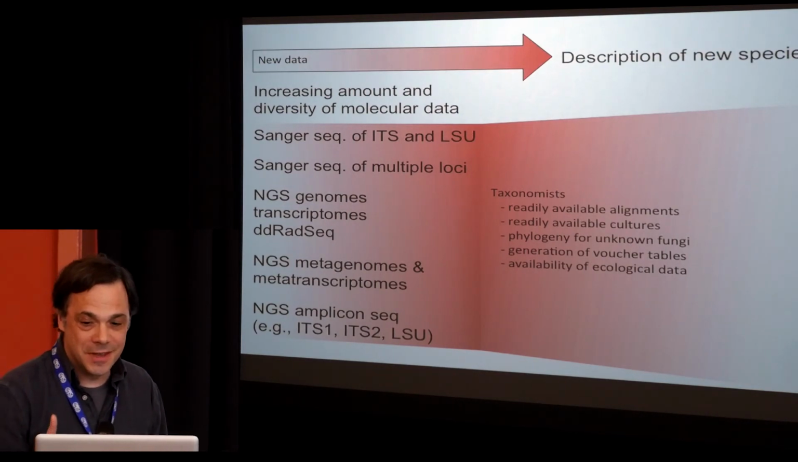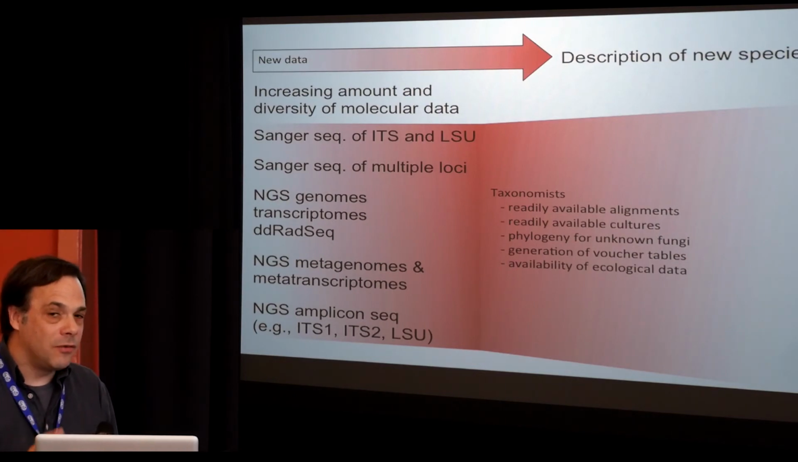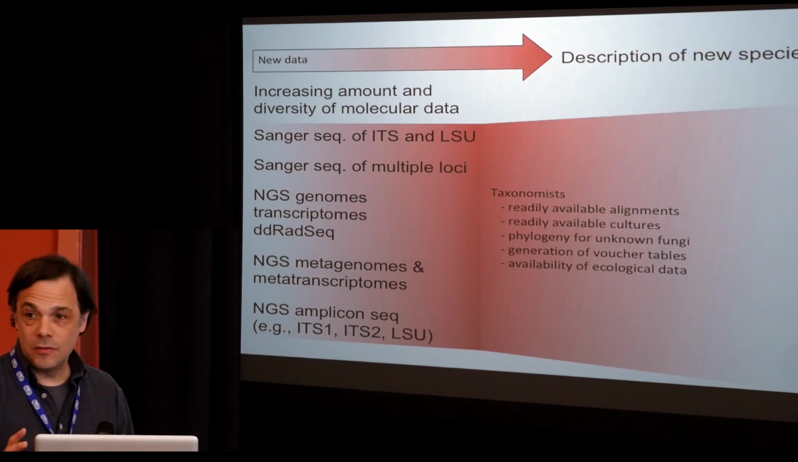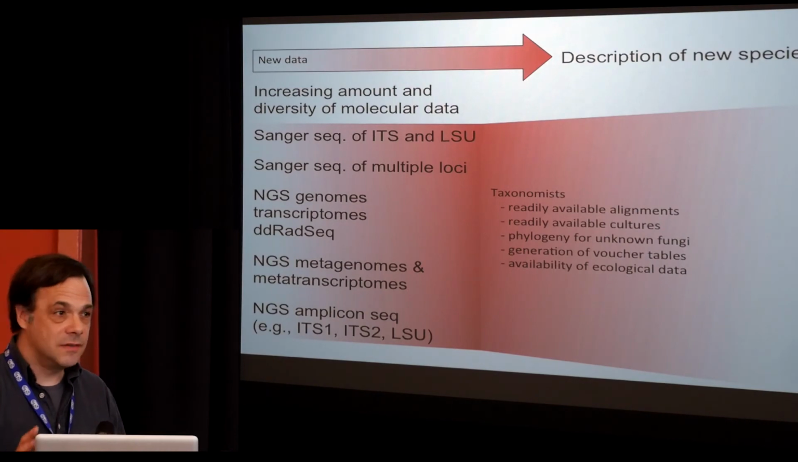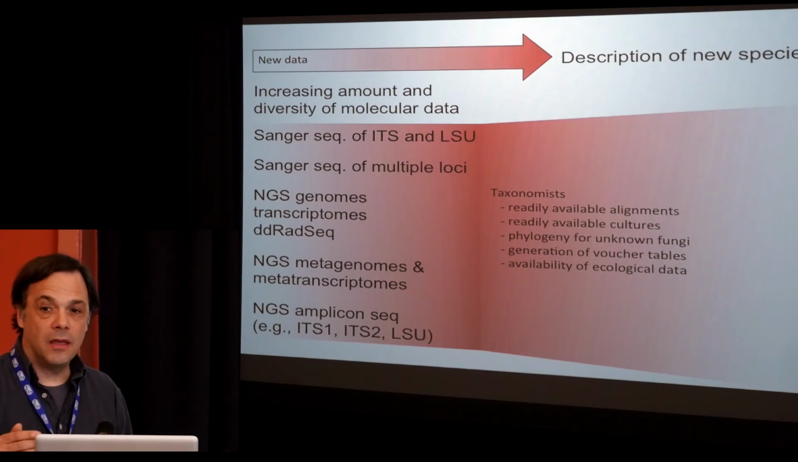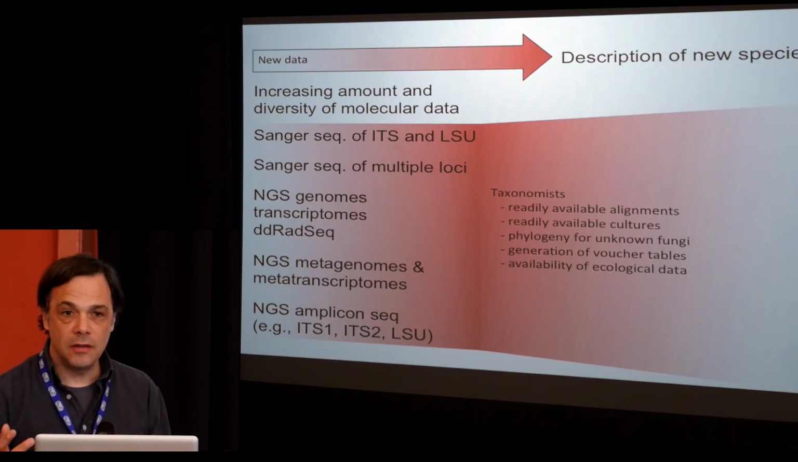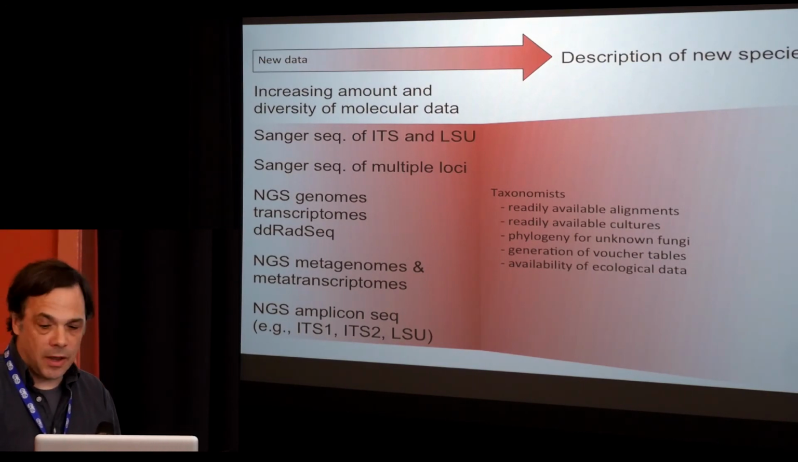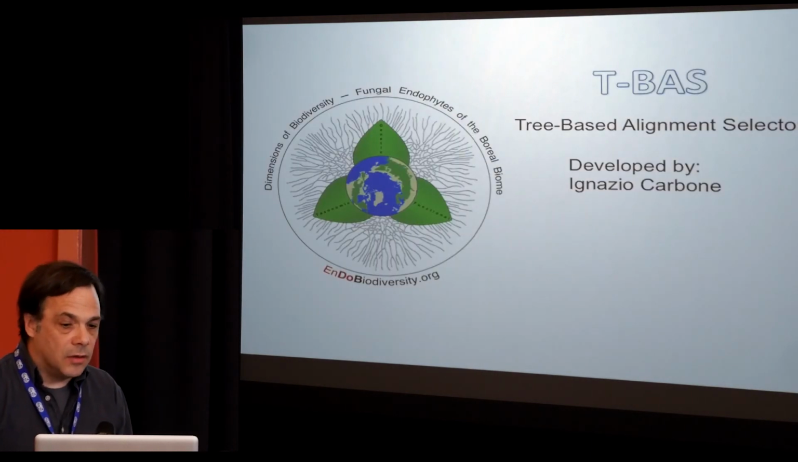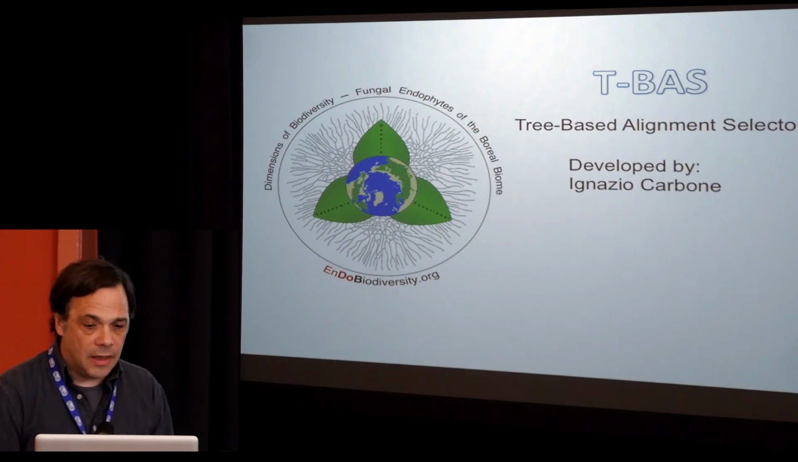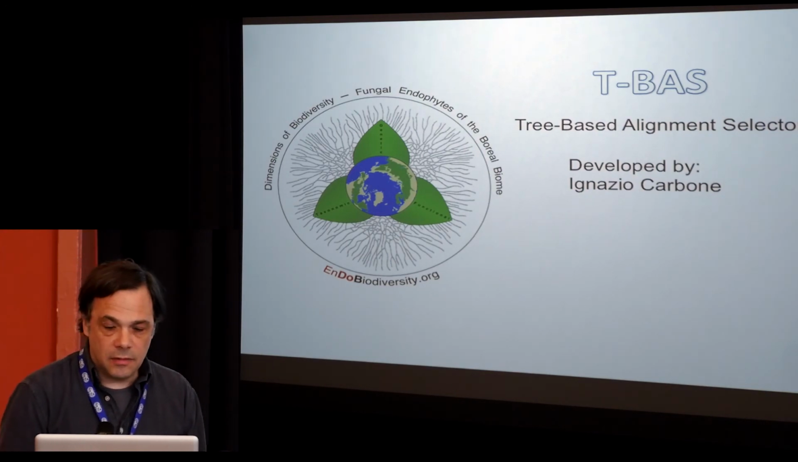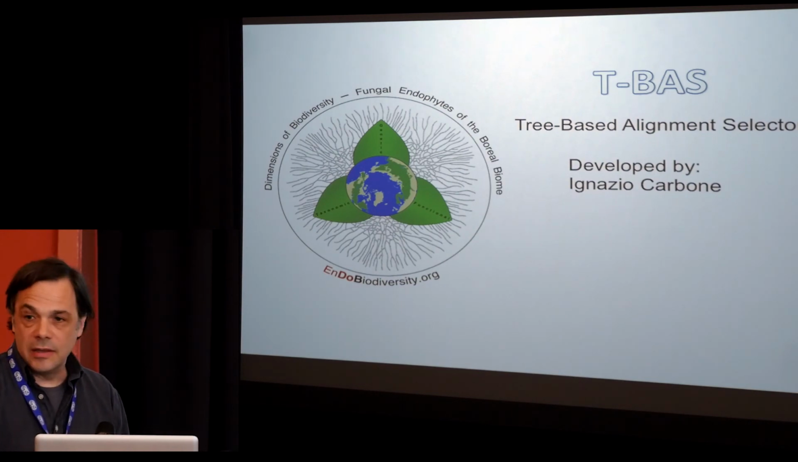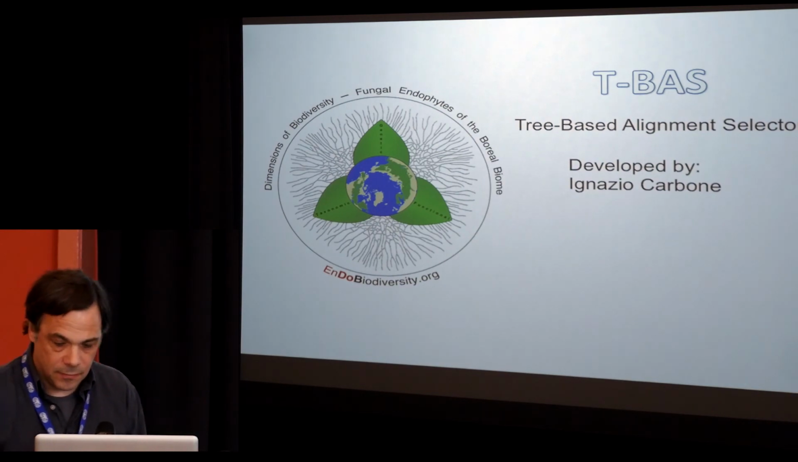But I think we're not far from this, because we already have the tools to download these alignments. So this is existing already, and we're testing it right now. It's working really well, actually. And that's what Ignacio will show you. This is a new online service that we're providing as part of the endobiodiversity.org project, or the Dimensions of Biodiversity project. And this process is called TBAS, for Tree-Based Alignment Selector. It was developed by Ignacio Carbon, and he will give you the detail of how this works. Ignacio.